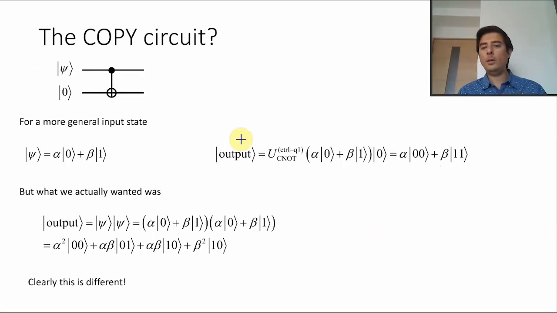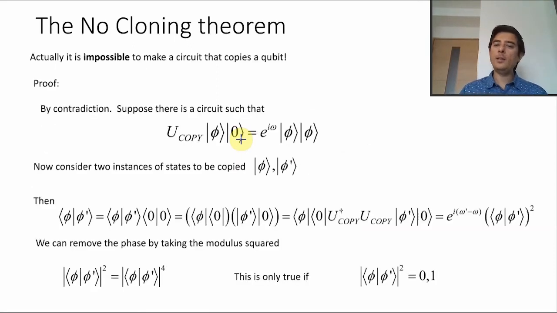Okay, so have we messed up? Is there a different circuit that we can write down? Actually, it's impossible to make a circuit that copies a qubit. So you can swap a qubit, but you cannot copy a qubit. And this has a very famous name: the no cloning theorem.